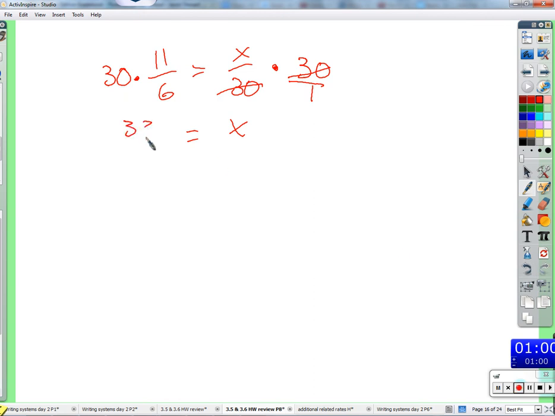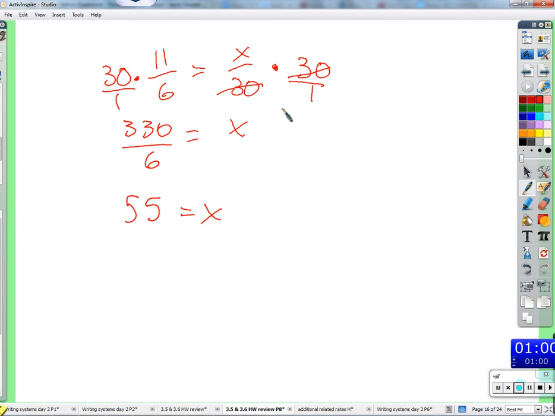330 over 6. And what's 330 divided by 6? 55. Why is that? Because it's 30 over 1. We multiply fractions straight across. And 330 divided by 6 is 55. See, that's what I was trying to say, but I don't have the smart words to say it. Well, okay.